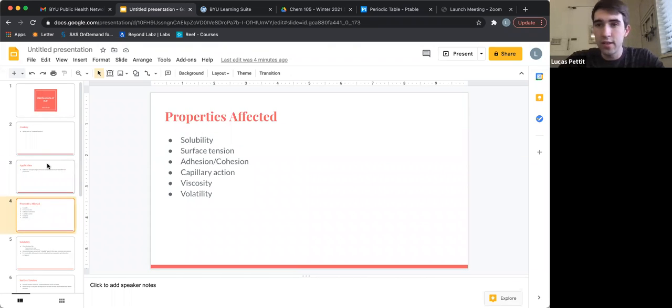So the outward properties that we see that are affected by either increased or decreased intermolecular forces are solubility, surface tension, adhesion and cohesion, capillary action, viscosity, and volatility. And if you don't remember what these are, don't worry, we'll go over them during this review. But it's important to keep in mind what intermolecular forces are.